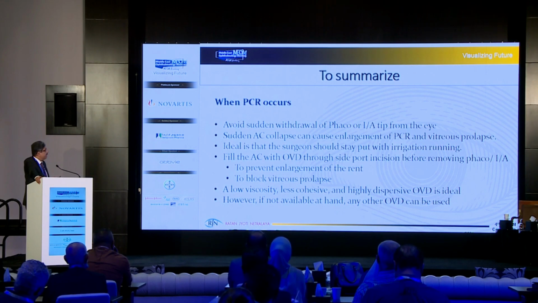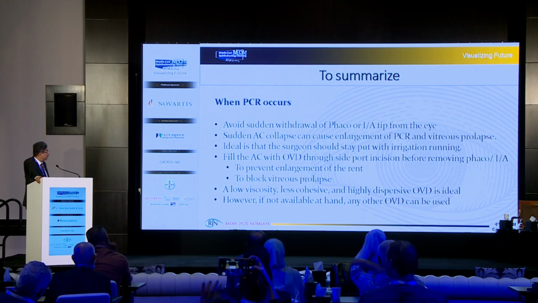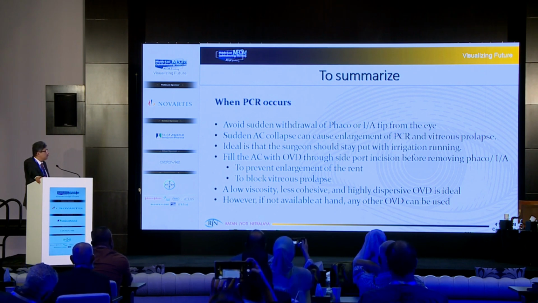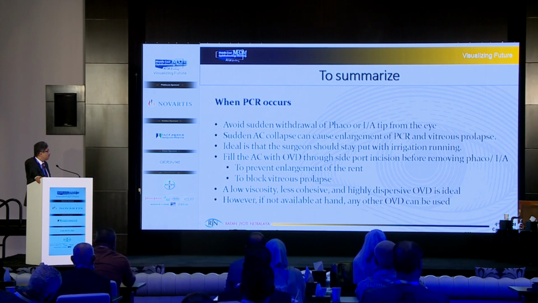So to summarize, we should avoid sudden withdrawal of the phaco or IA handpiece from the eye. Sudden anterior chamber collapse can cause enlargement of the PC rent and a vitreous prolapse in the anterior chamber. Ideally, the surgeon should stay put with the irrigation running, and fill the anterior chamber with OVD through the side port incision before removing the phaco, to prevent enlargement of the rent and block vitreous prolapse.